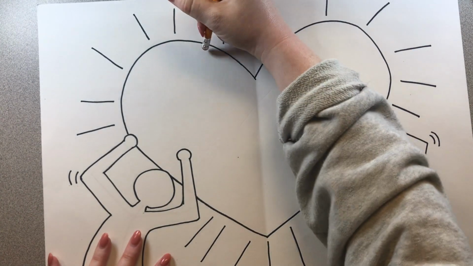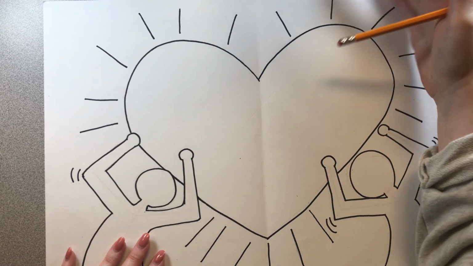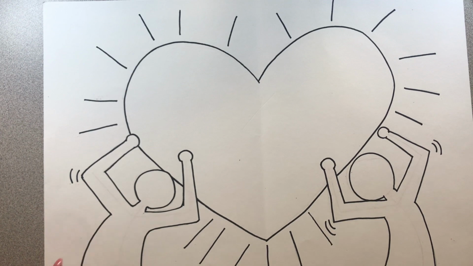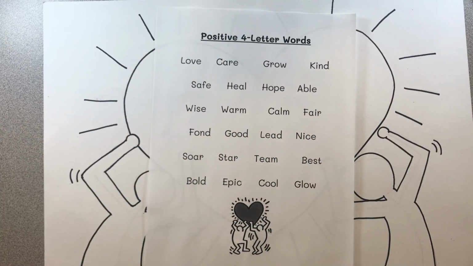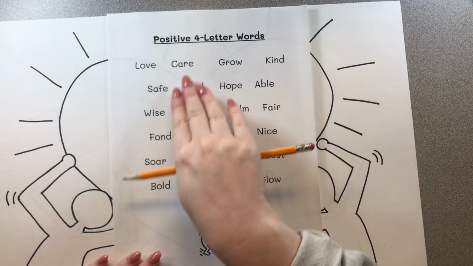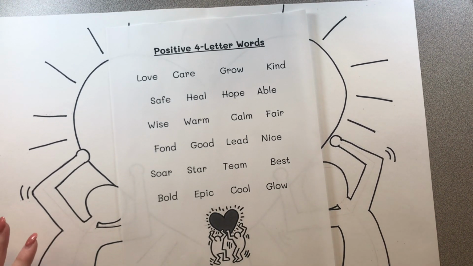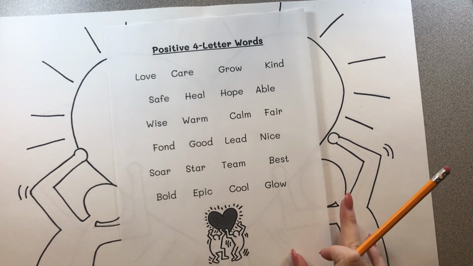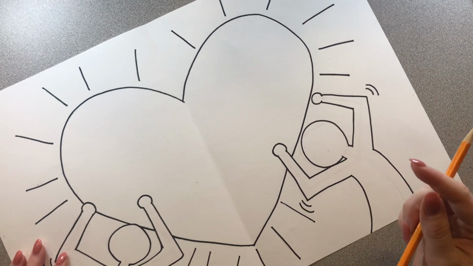Alright, I just finished erasing all my pencil lines. I tried my best to find all of them and make sure that I got rid of them, okay? The last thing that I almost forgot, like I said, is we have to add a positive 4-letter word inside of our heart. So you can choose one of these that I've given you, or you can come up with your own. I think I'm going to go with calm, because that's one of my favorite words. I love to feel calm. That's a very positive feeling to have.